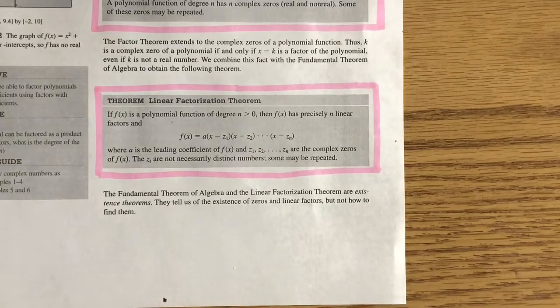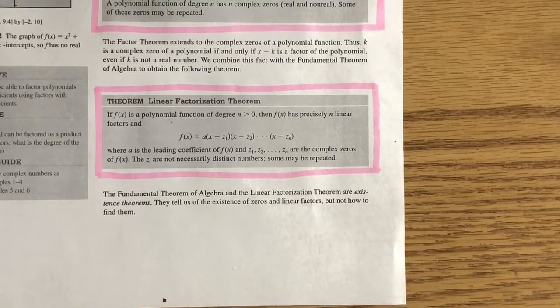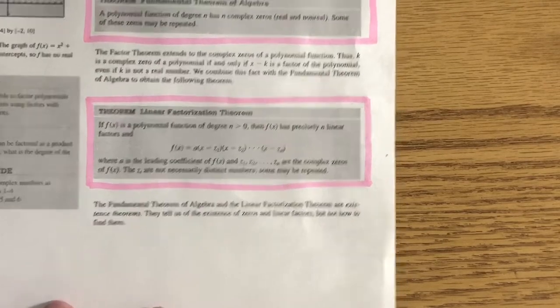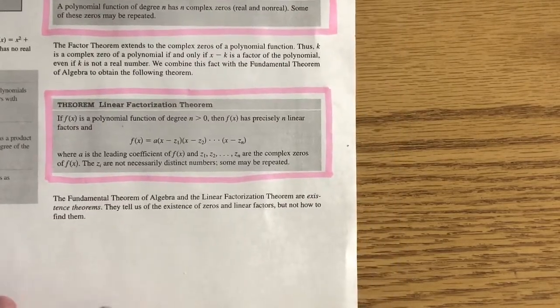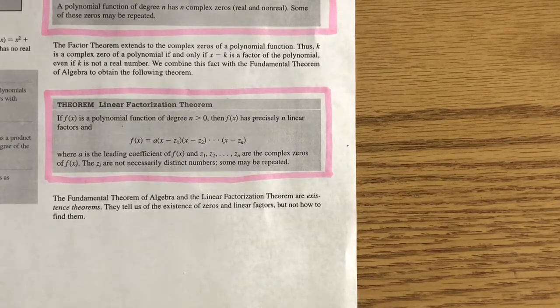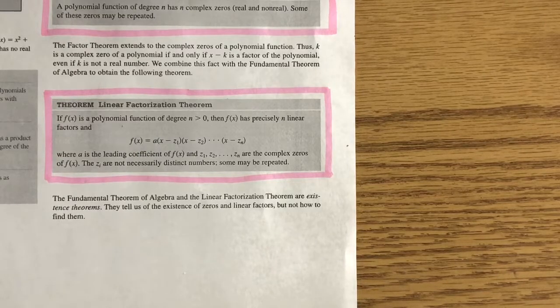All right, the second theorem is the linear factorization theorem. If f of x is a polynomial of degree n greater than 0, then f of x has precisely n linear factors. And it's written like this, where a is the leading coefficient of f of x, and z sub 1, z sub 2, and so on are the complex roots of f of x. The z sub i are not necessarily distinct numbers, some may be repeated.